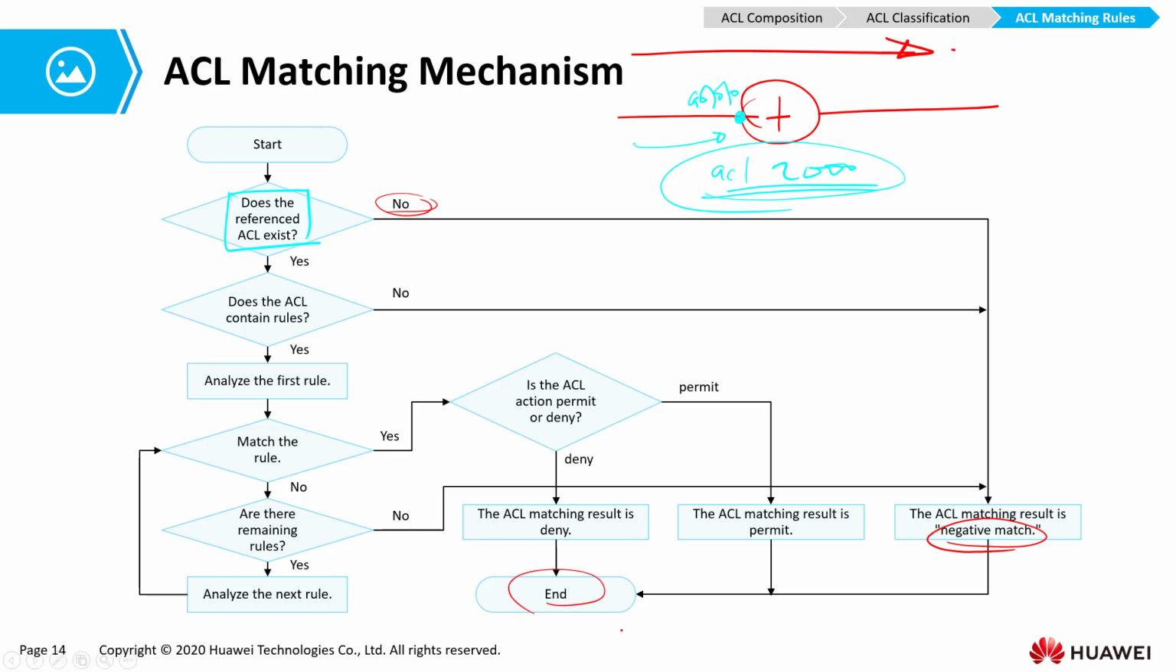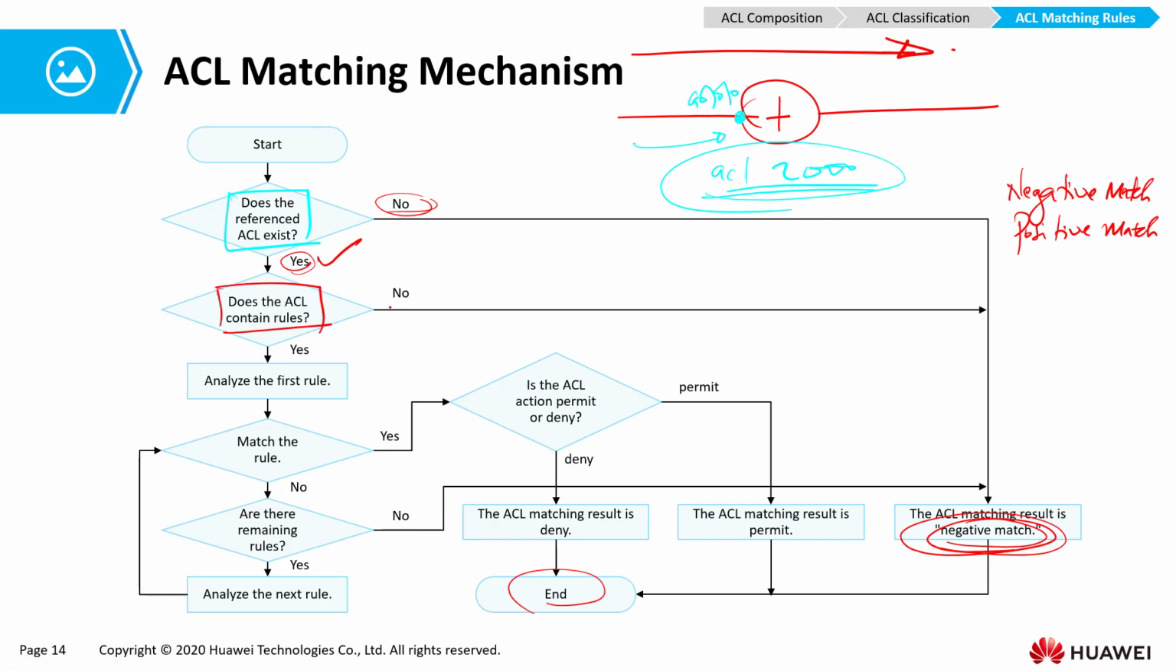end. That's it. Results at the end of the day will either be a negative match or a positive match. And these are very important. You can see if the ACL does not exist, it is not a no match, it is a negative match. If the ACL exists, then the next question is, does it have rules?